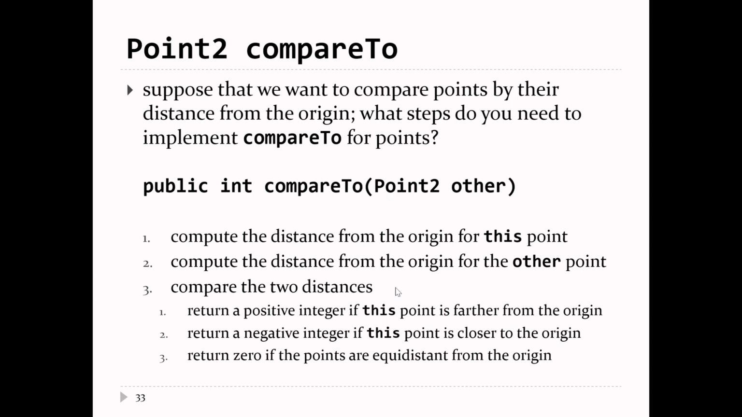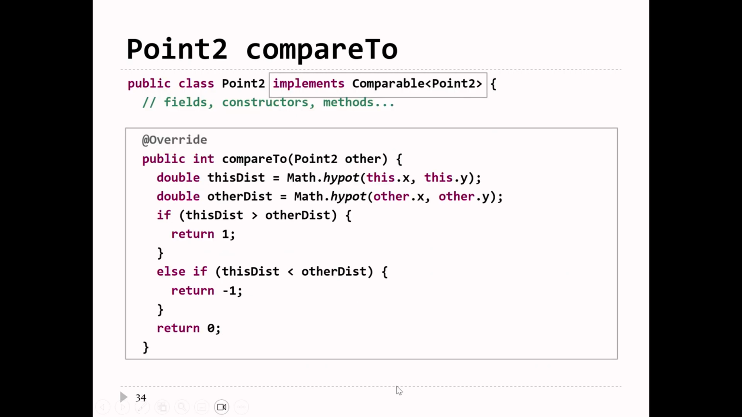You return a positive integer if this point is farther from the origin. You return a negative integer if this point is closer to the origin, and you return 0 if the two points are equidistant from the origin. So it's pretty straightforward to implement.